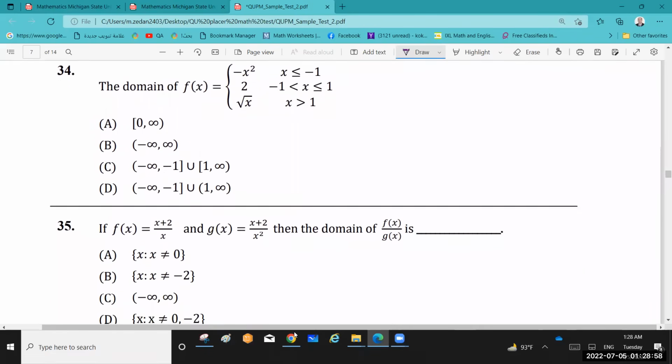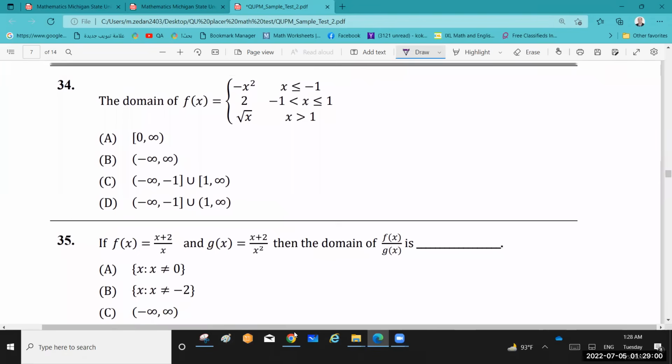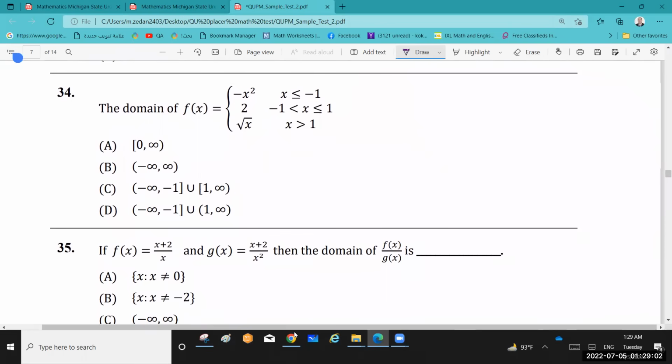or realize. The domain of this function, this is a piecewise function defined on these intervals of the number line. Just draw a number line to find the domain of the function. You have negative 1 and 1. Just mark these points on the number line. Okay, X less than or equal to negative 1, just draw this interval, closed circle. This is X less than or equal to negative 1.